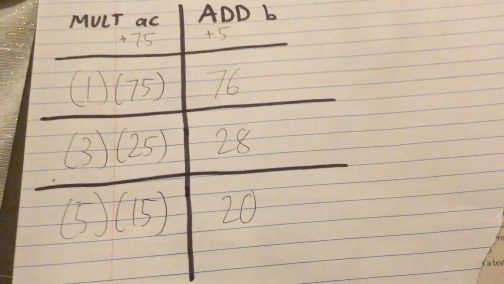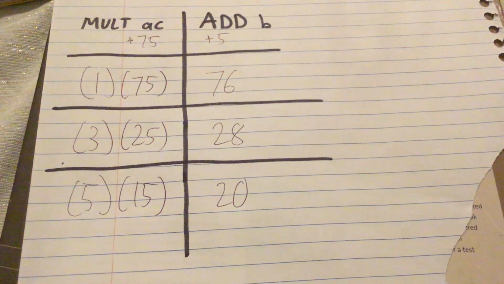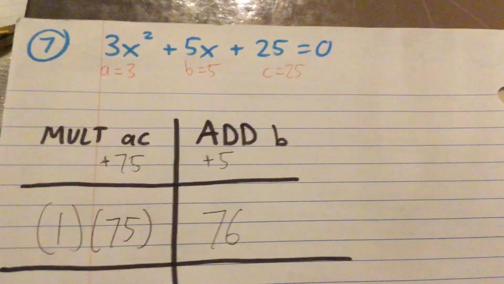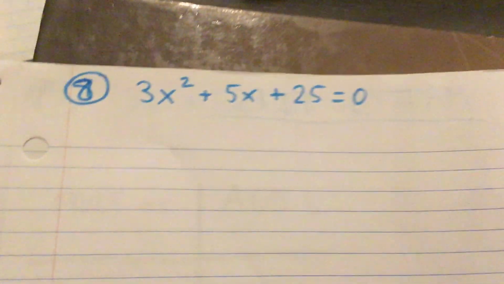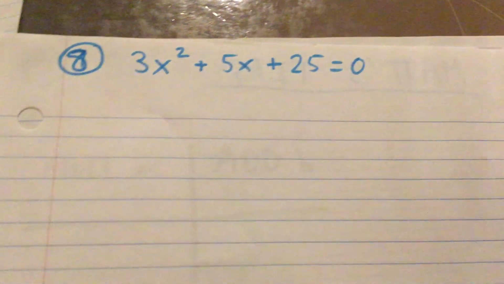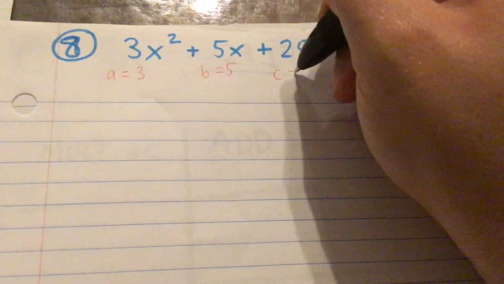And to be quite honest, I've run out of whole numbers. So in this case, if you cannot factor, let's try the quadratic formula. So I'm going to bring up the same problem, 3x squared plus 5x plus 25, but this time I'm going to use the quadratic formula. A equals 3, b equals 5, and c equals 25.